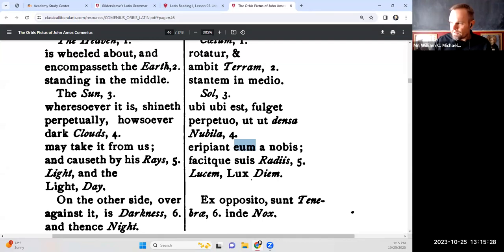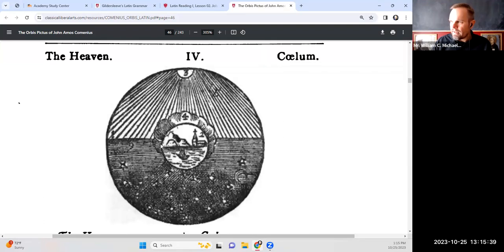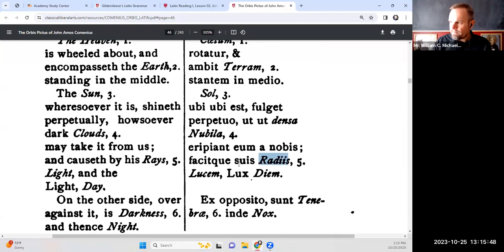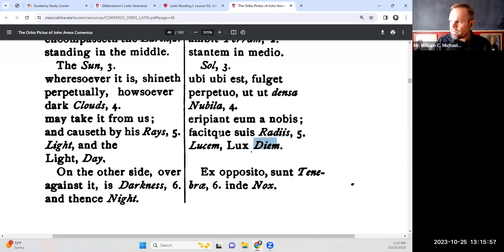Facitque suis radiis, and he makes his radiis, rays of the sunlight. And then they're labeled number 5 up here. You can see these lines all coming down from the sun. Those are the rays of the sun. There's a number 5 over here that labels them. The rays of the sun, the radii. And then we've got the word lucem for light and diem for day. Okay, so the sun makes rays, makes light, and through light it makes day. Okay, so some vocab in italics there. Make sure you study that carefully. Make sure you get the pronunciation right.